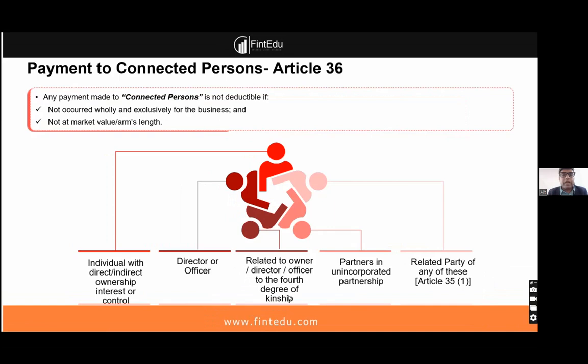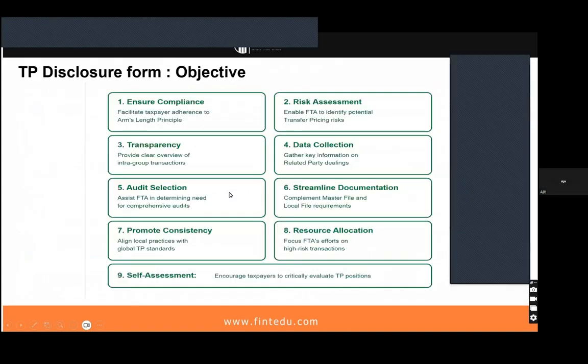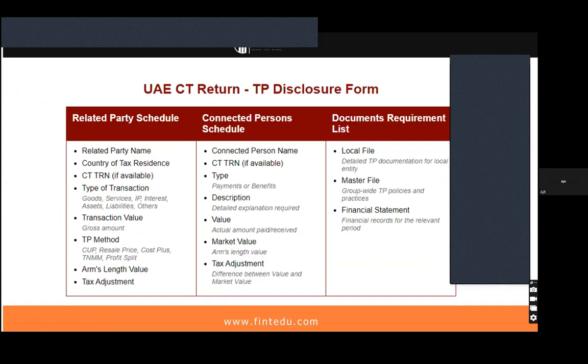Now, other than these people, related parties of these directors or officers can also be related persons. Giving you an example, a company is making payment to the spouse of the owner for the interior designing services which the spouse has provided. That transaction also can be a connected person transaction because the payment is made to the related party.